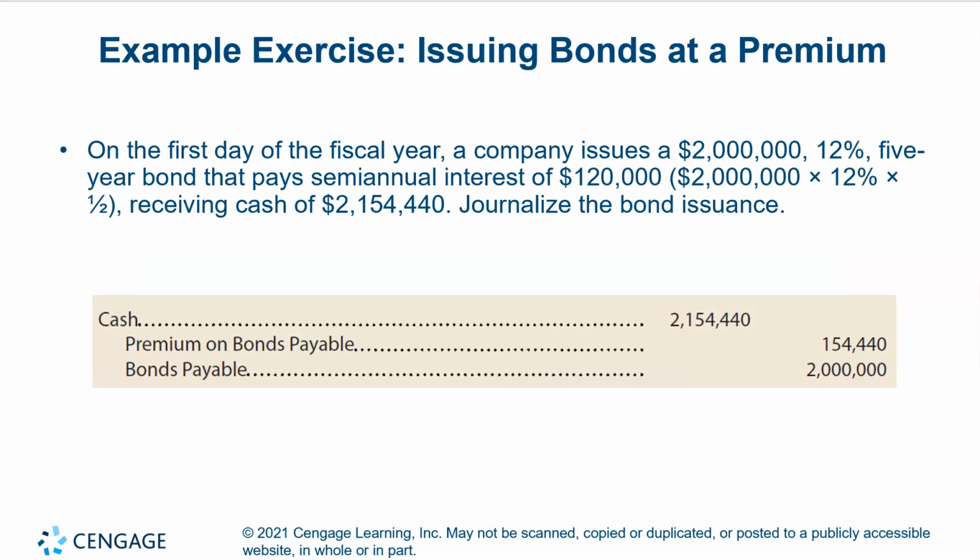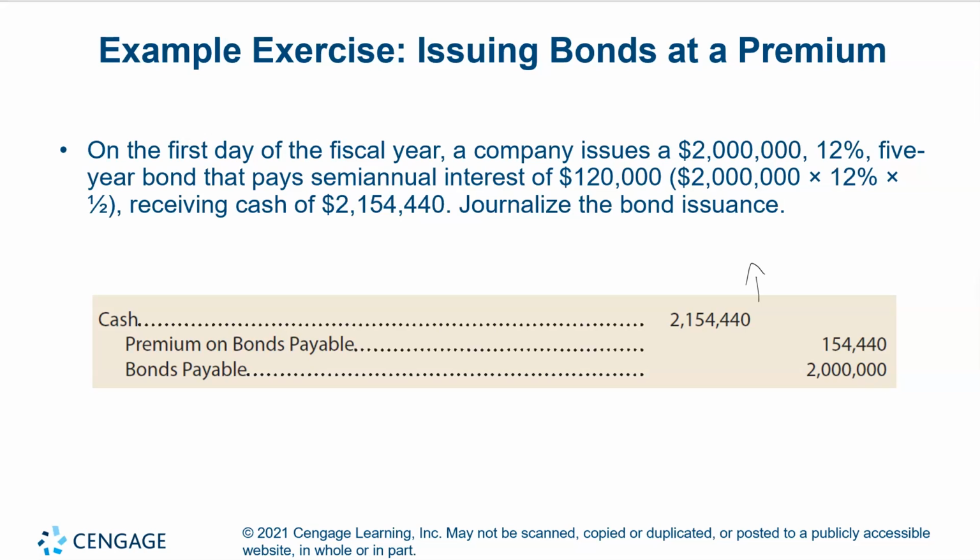So in this case, we have a bond of $2 million, 12%, 5-year bond that pays semi-annual interest of $120,000, receiving cash of $2,154,000. So you can see that the cash that we got is higher than the amount that we had to pay back. That additional amount that they gave to us that we will never pay back is us taking back their interest expense because we only pay them market.